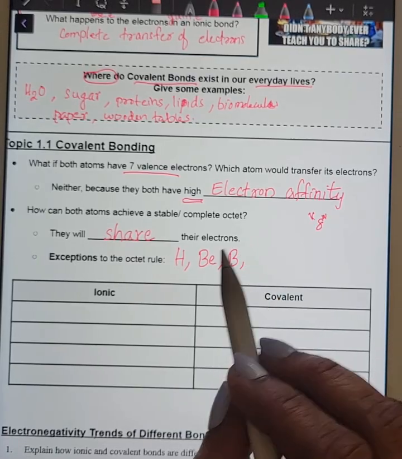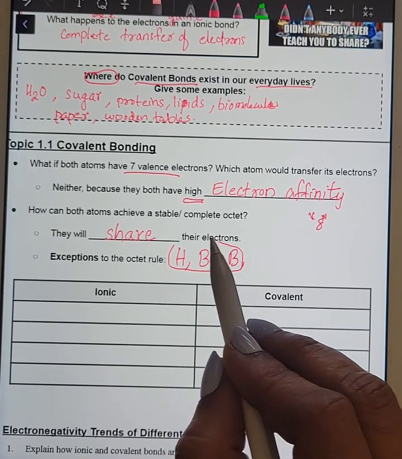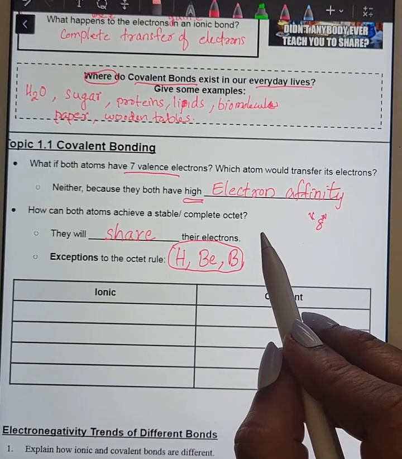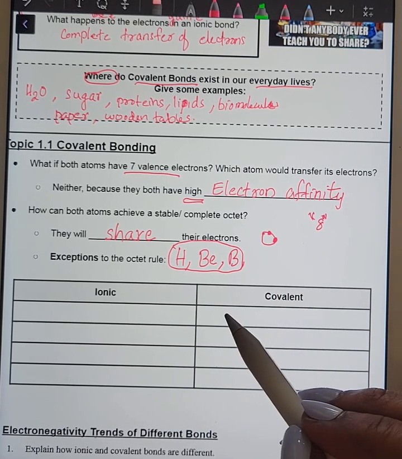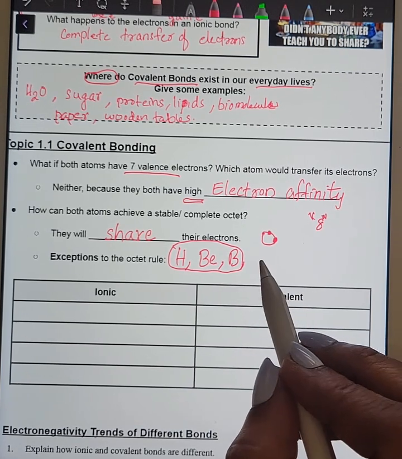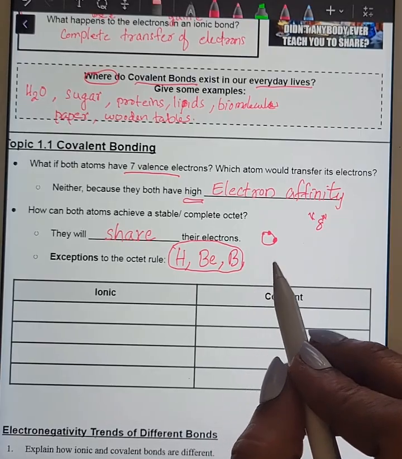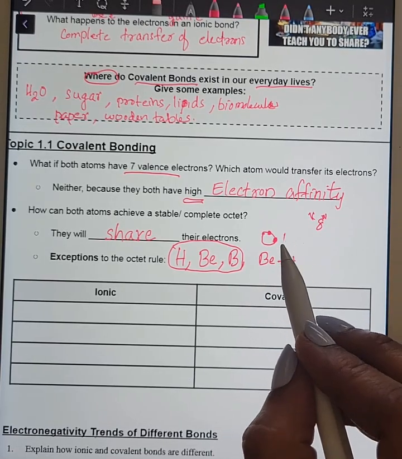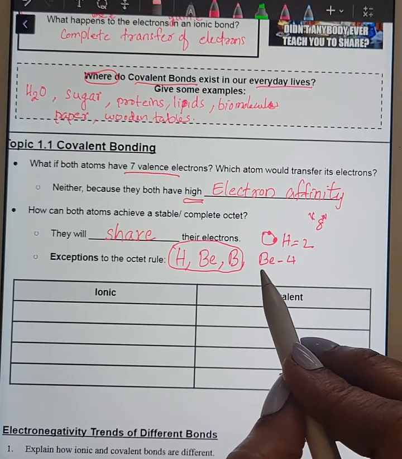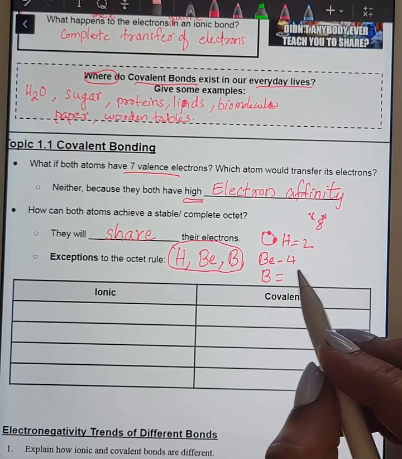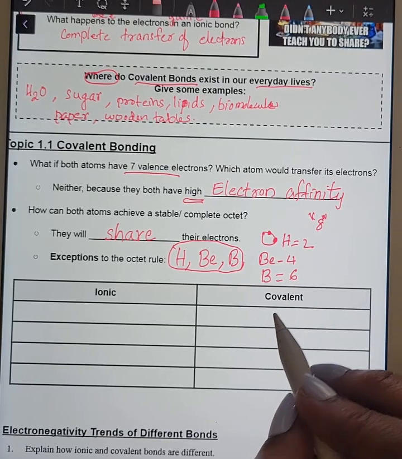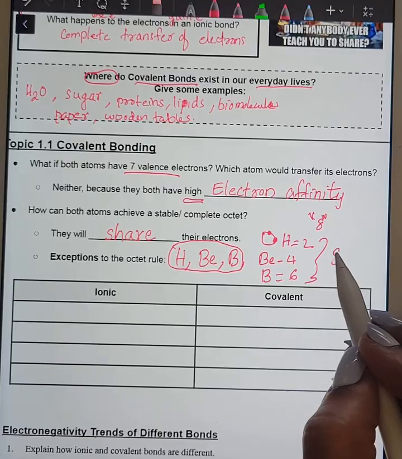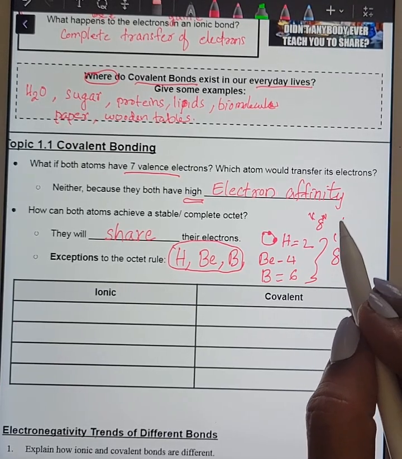So the most common thing you have to remember: hydrogen has only one energy level, so it will only gain 2 electrons. Beryllium has 2 valence electrons. It will share 2, so beryllium usually gets only 4 electrons. So hydrogen 2, beryllium 4, and boron, we know that it has 3 valence electrons. It will share those 3, so it will get a total of 6 electrons. So they are not getting what? 8 electrons. Exceptions.